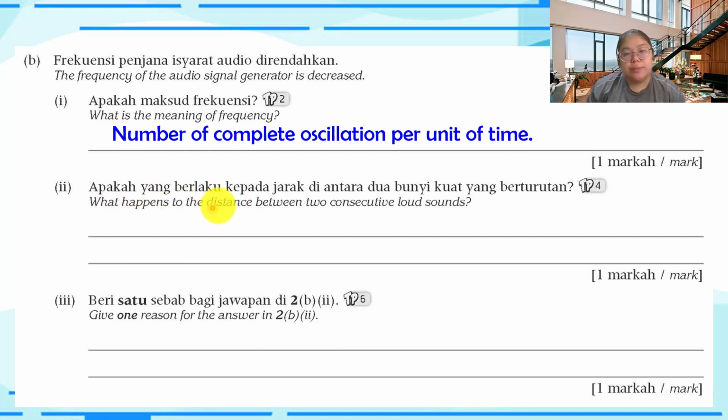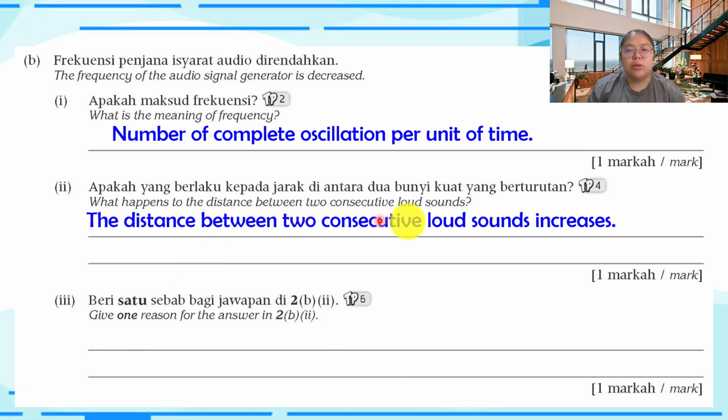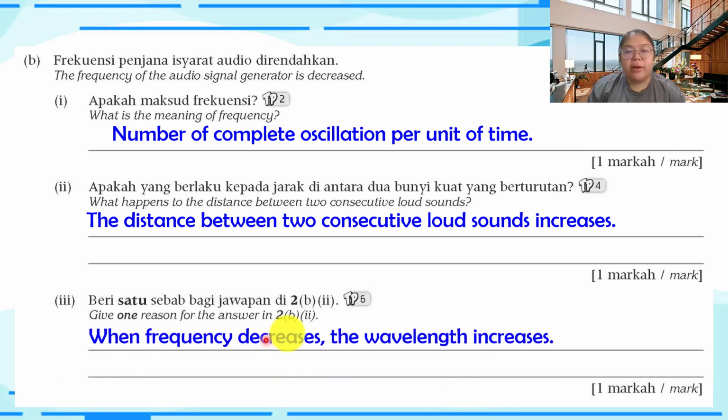So what happens to the distance between two consecutive louder sounds? That means they ask about x when the frequency decreases. So frequency drops, then wavelength increases. Wavelength increases, x also increases. That one is directly proportional. So we just write: the distance between two consecutive louder sounds will increase. Reason: when frequency decreases, wavelength increases. Wavelength increases means x also increases. So remember your formula for interference: lambda equals ax over D.